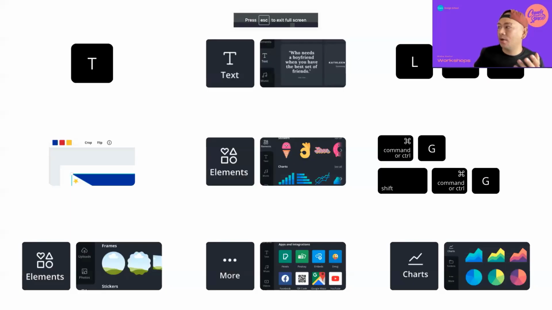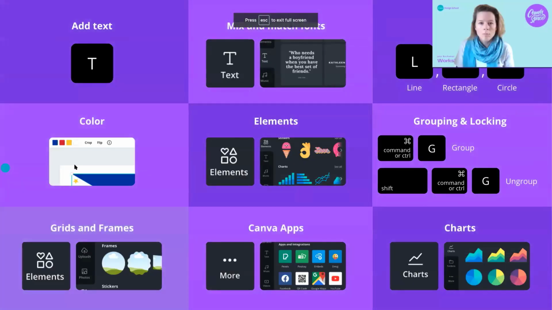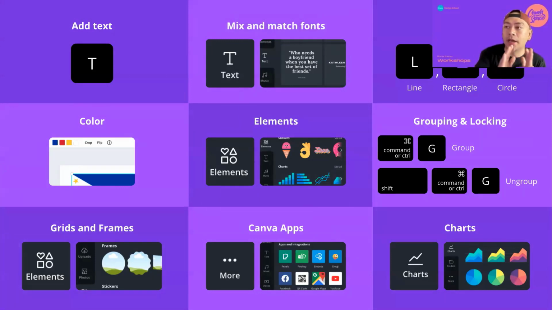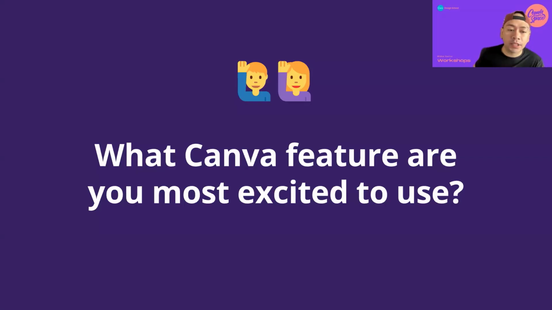Now, going back to our presentation. So again, just a little review on what we did. We talked about adding text to your design, mix and matching of fonts, adding shapes, color, elements, grouping and locking, grids and frames, Canva apps, and charts. Now, my question for you guys is, what Canva feature are you most excited to use? For me, definitely it will be the charts and the grouping.